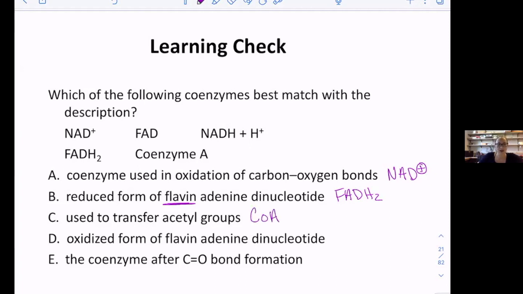We have D, oxidized form of flavin adenine dinucleotide. So this is very similar to part B, right? But now it's the oxidized version. We don't have those hydrogens on there, so it's just FAD. And then the last one, the coenzyme after C double bond O bond formation. After we form that carbon-oxygen double bond, we removed those hydrogens from the alcohol and added them to NAD plus. So now we have NADH plus H plus out of that reaction.